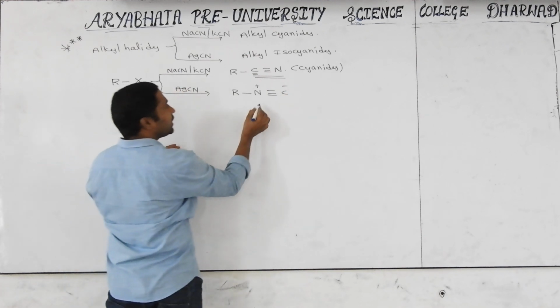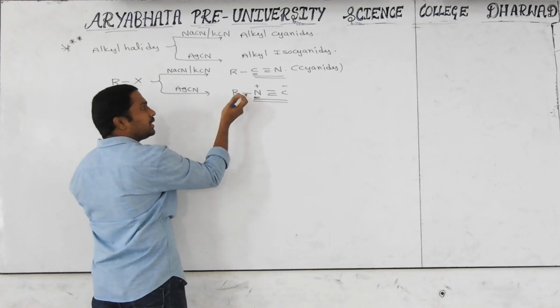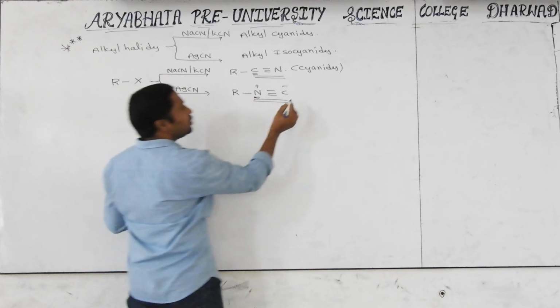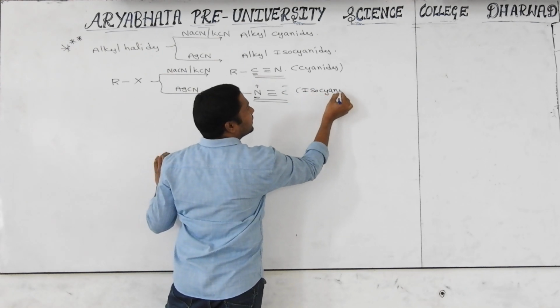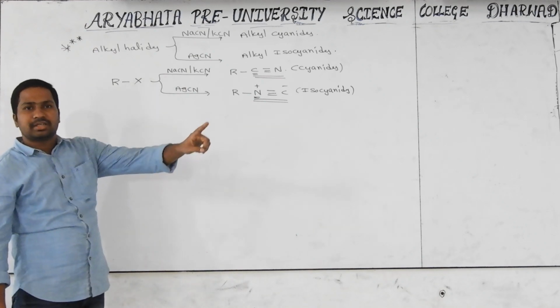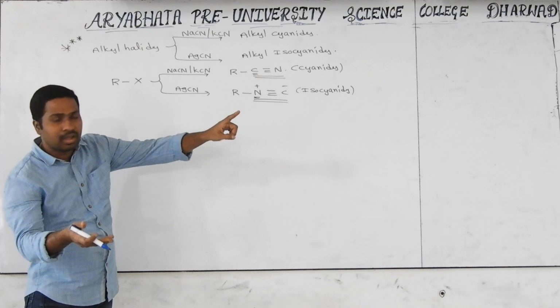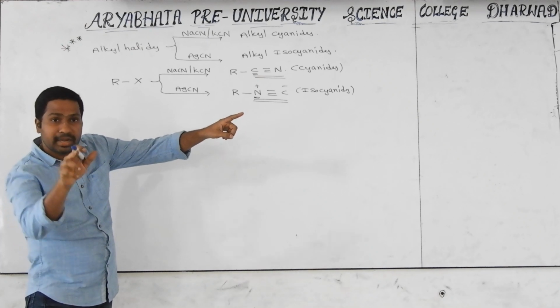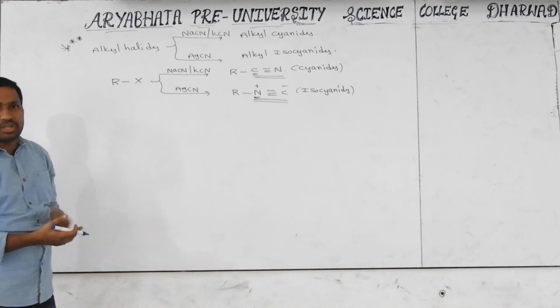You have to observe very carefully. From the CN group, nitrogen is involved in the connection with the alkyl chain. Those compounds are called isocyanides. Understand why it comes like this? In cyanides, the connection is with the carbon atom of the CN group. In isocyanides, from the CN group, nitrogen is involved in the connection with the alkyl chain. So why is this change coming?